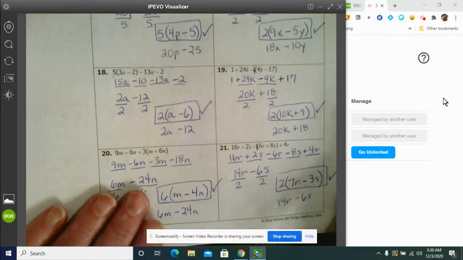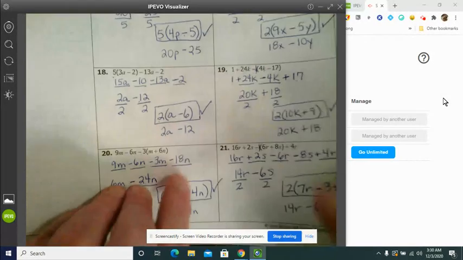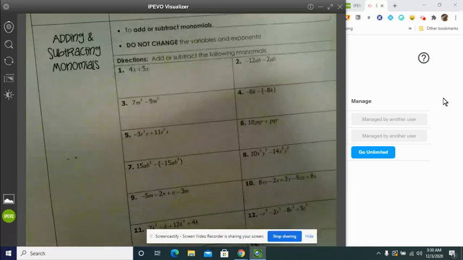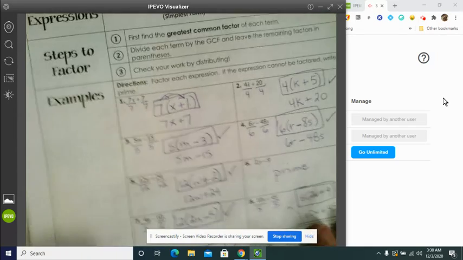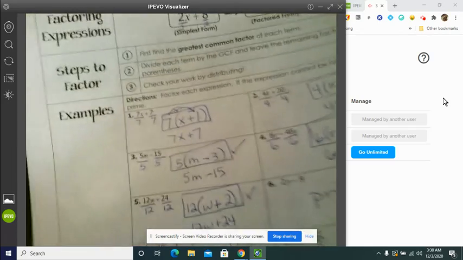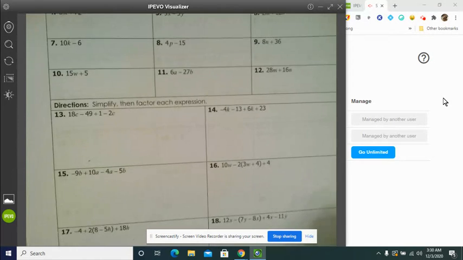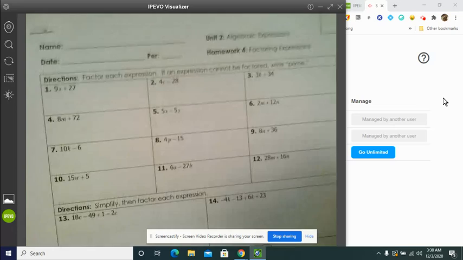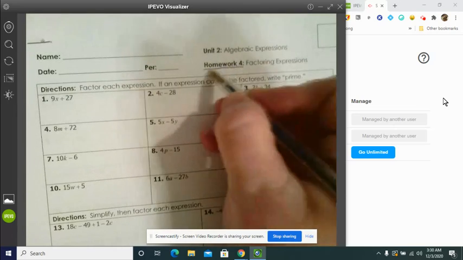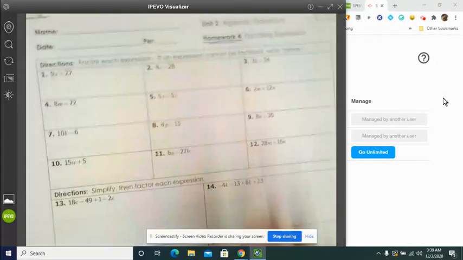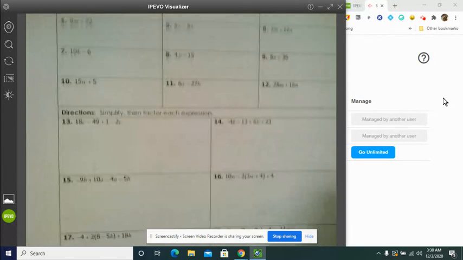So what I want you to do is you've got two different sets of information here. One of them is all of the notes that you're going to be taking over the next couple of weeks. Do not lose those forms. The next thing is that you have some papers that are stapled together that are the homework papers. This is homework number 4 for factoring expressions. It's only one-sided. You're going to do all of these problems. It is due tomorrow at the beginning of class.